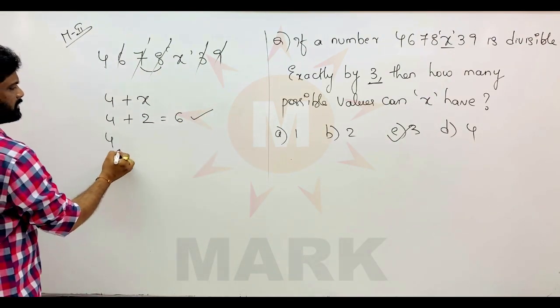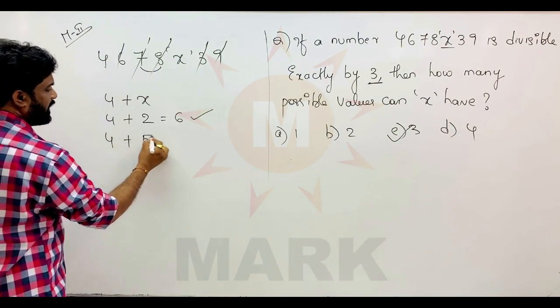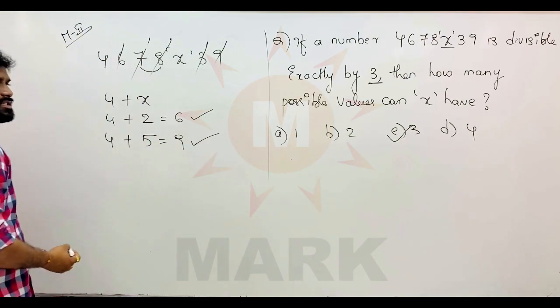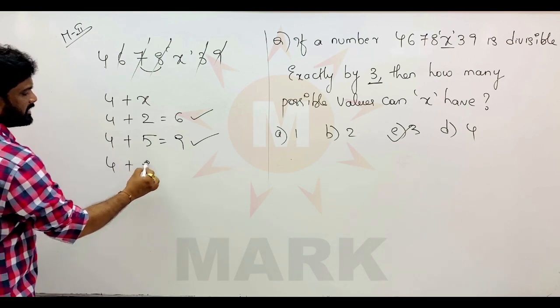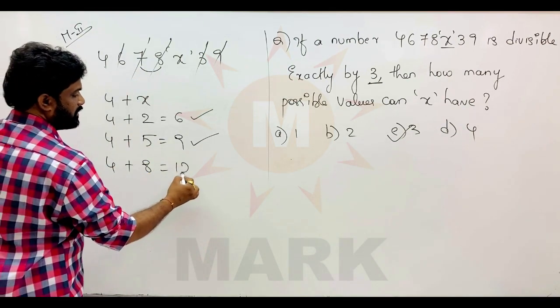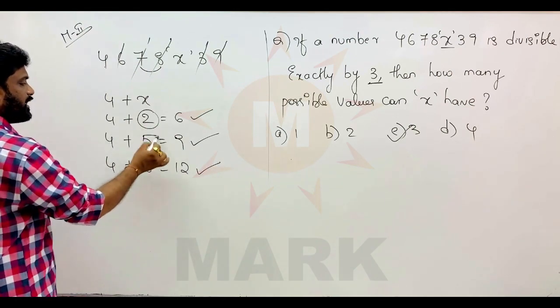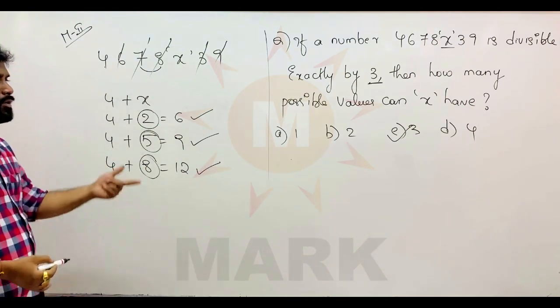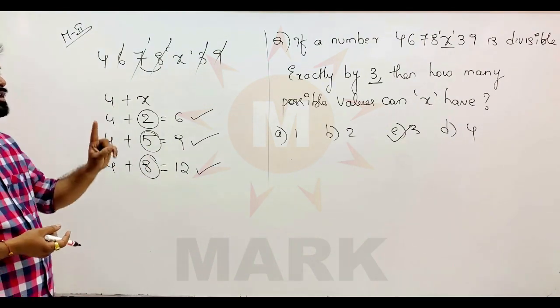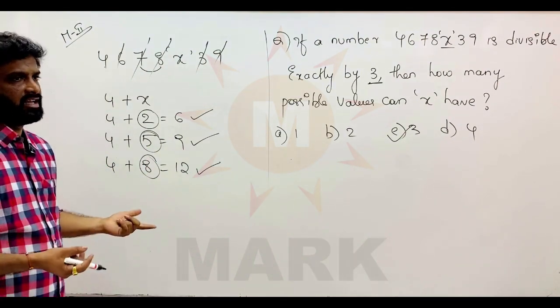If I put 5, then 4 plus 5 will become 9, and then also it is divisible by 3. Then if I put 8, 4 plus 8 will become 12, and then also we can strike it off. So here also 2, 5, 8 are coming. We have used the digit sum technique and the cancellation method, and both are giving the same answer.